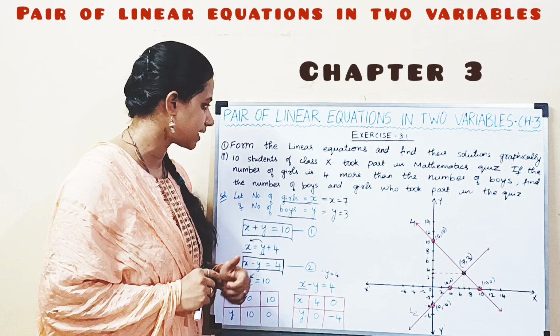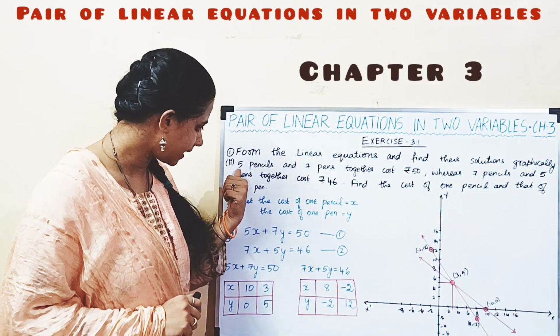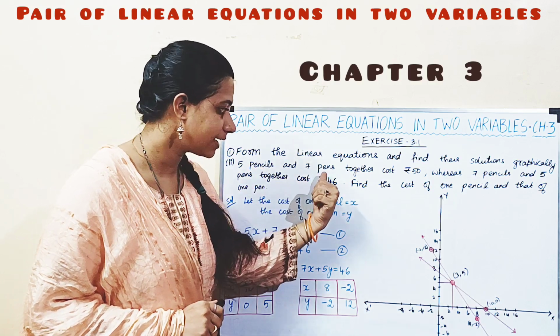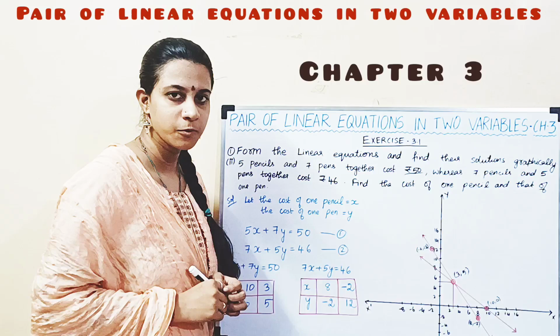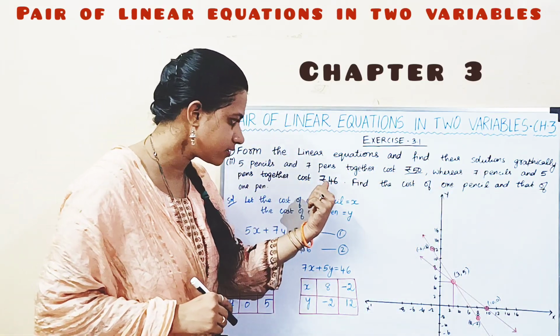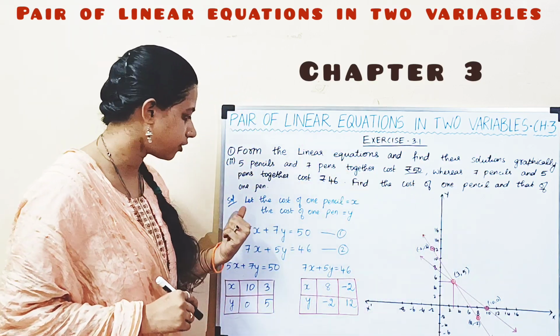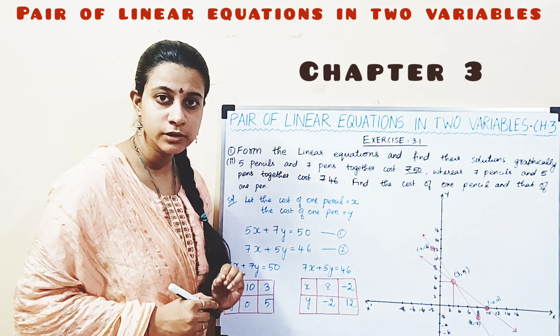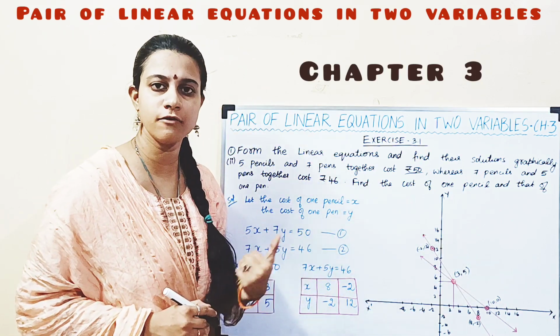Okay, now let's move on to the second subdivision of this first question. The second subdivision reads: 5 pencils and 7 pens together cost rupees 50, whereas 7 pencils and 5 pens together cost rupees 46. Find the cost of 1 pencil and that of 1 pen. What are the 2 things we have to find out here? The cost of 1 pencil and the cost of 1 pen.